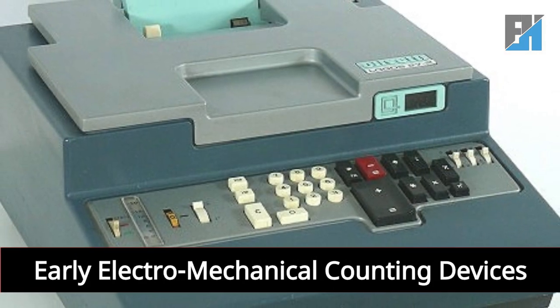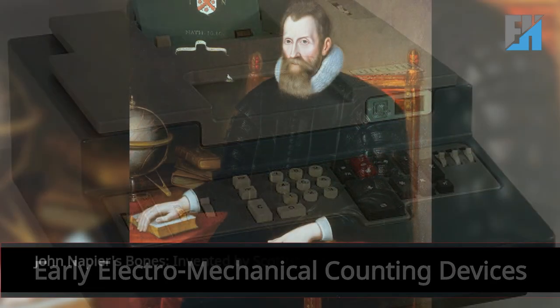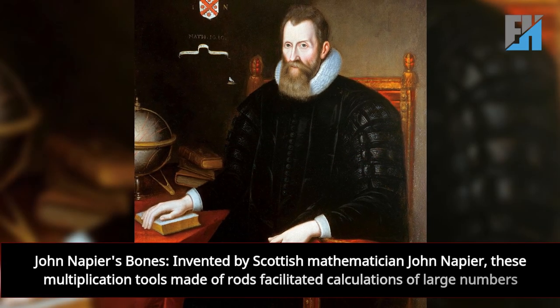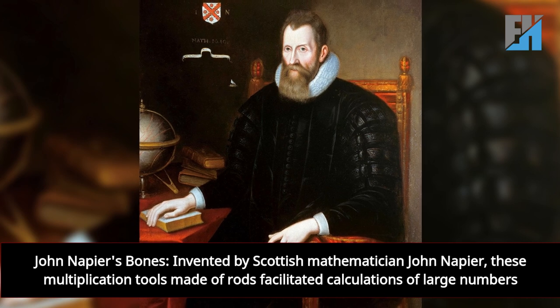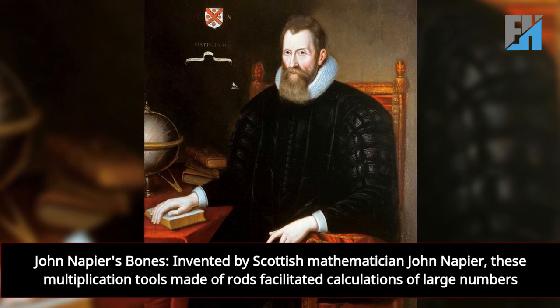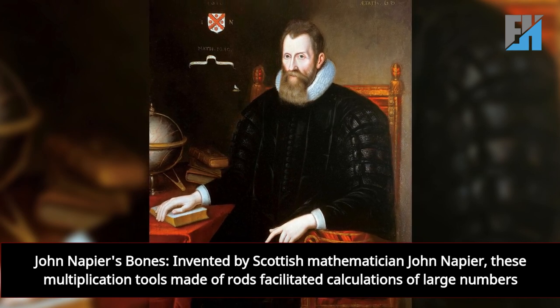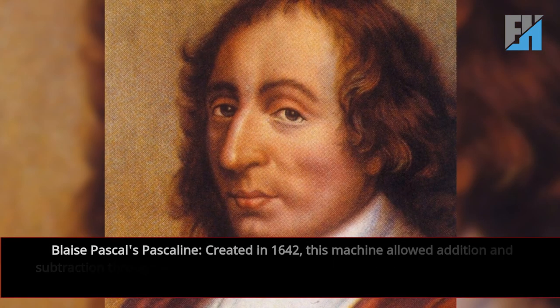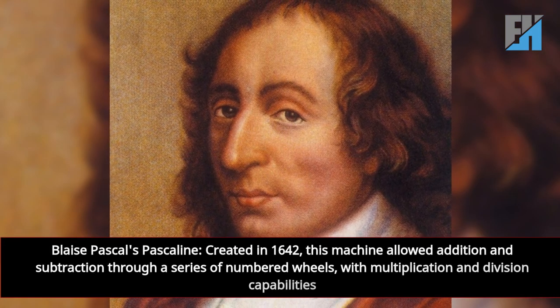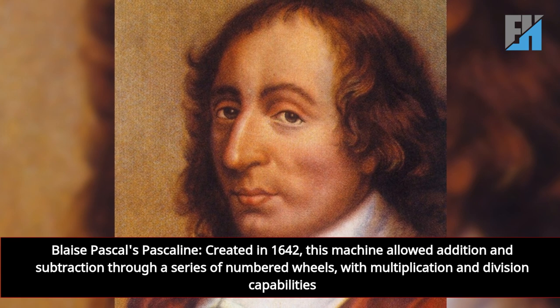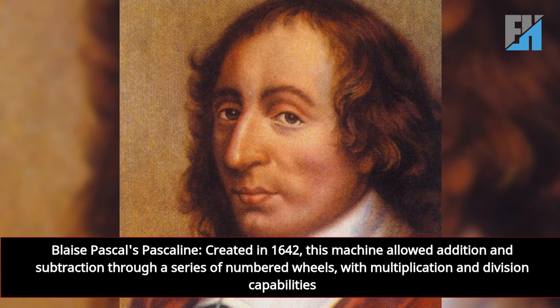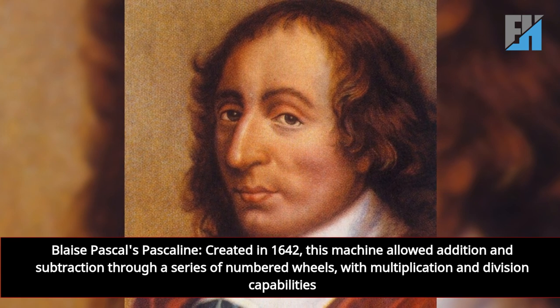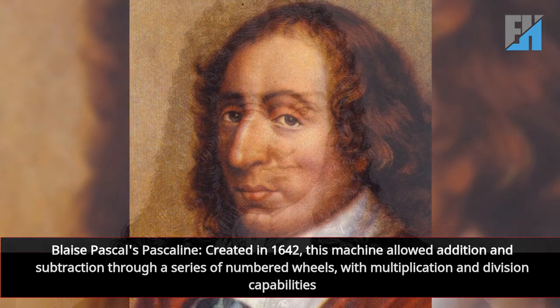Early electromechanical counting devices. John Napier's bones, invented by Scottish mathematician John Napier, these multiplication tools made of rods facilitated calculations of large numbers. Blaise Pascal's Pascaline, created in 1642, this machine allowed addition and subtraction through a series of numbered wheels, with multiplication and division capabilities.